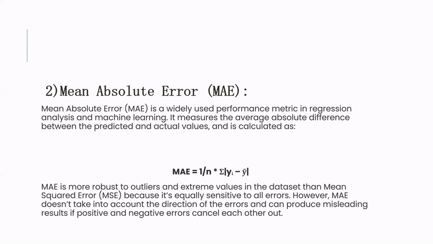MAE does not account for the direction of the errors and can produce misleading results if positive and negative errors cancel each other out. To address this issue, other metrics such as MSE and RMSE, which have been discussed earlier, can be used, particularly in datasets with outliers or extreme values. It is important to consider the specific parameters or requirements of the project and use other evaluation metrics to obtain a more comprehensive understanding of the model's performance. Other metrics like MSE and RMSE can provide a more complete picture of the model's accuracy and effectiveness.